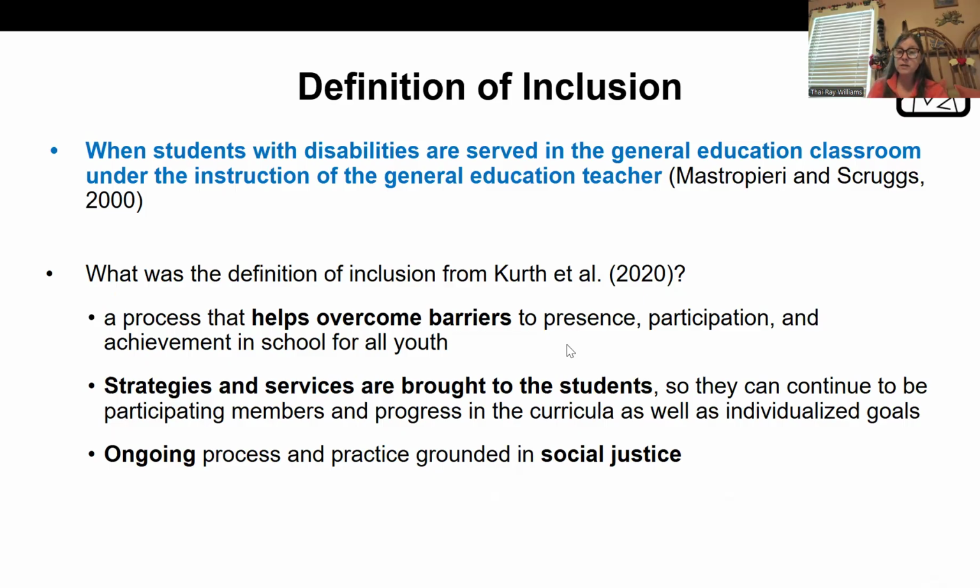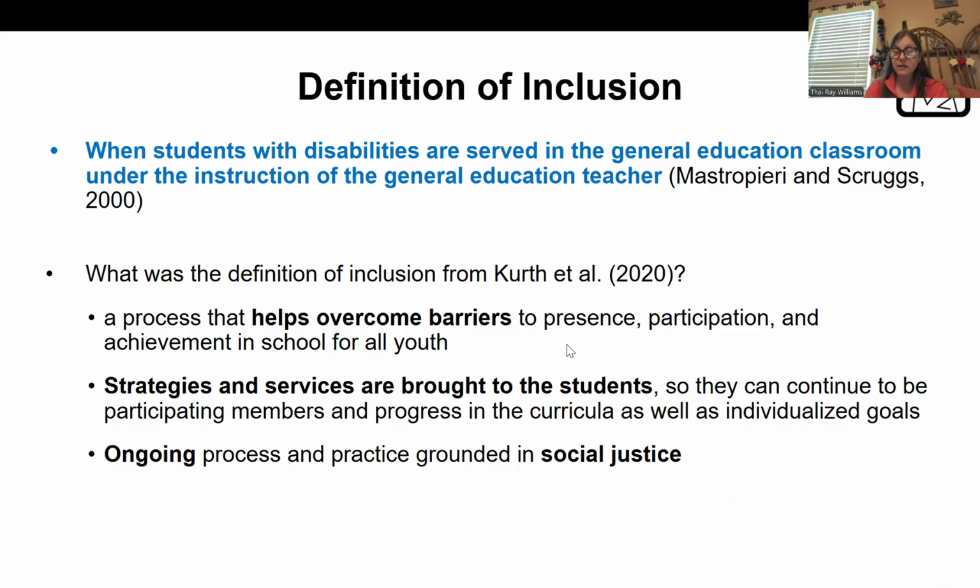Then in 2020, Kurth et al. defined inclusion differently. Their definition sounds something like this: inclusion is a process that helps overcome barriers to presence in inclusive settings, participation in inclusive settings, and achievement in school for all students. So again, overcoming those barriers in presence and participation, and then looking at students' achievement, because we know that the higher our students' achievement, the better their long-term outcomes.